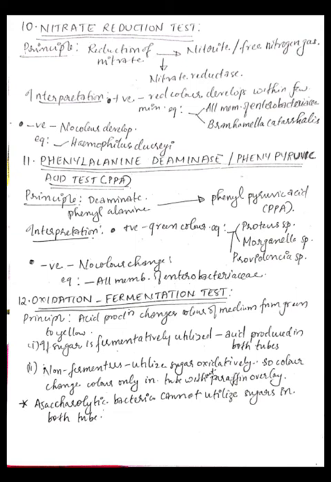Then there is the oxidation fermentation test. In this, the principle is that acid production changes the color of the medium from green to yellow. If the sugar is fermentatively utilized, acid is produced in both tubes. In one of the tubes there is a paraffin coating, so there is anaerobic condition. If the organism is non-fermentative and utilizes sugar oxidatively, color change only occurs in the tube without the paraffin overlay. Asaccharolytic bacteria cannot utilize sugar in either tube, so there is no color change in both.